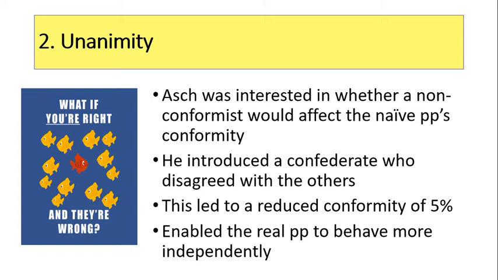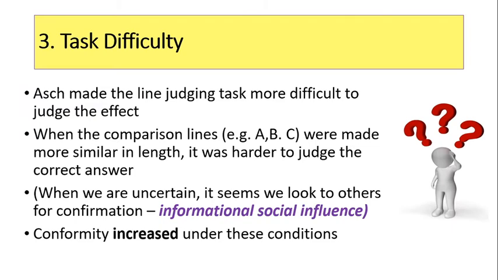It's giving them what we call social support, like an ally sort of thing, to help them behave independently, kind of resist the power of social influence, resist the power of conformity. So there you go, that's factor number 2, unanimity, whether or not the group is unanimous, and if it's not, then conformity drops.